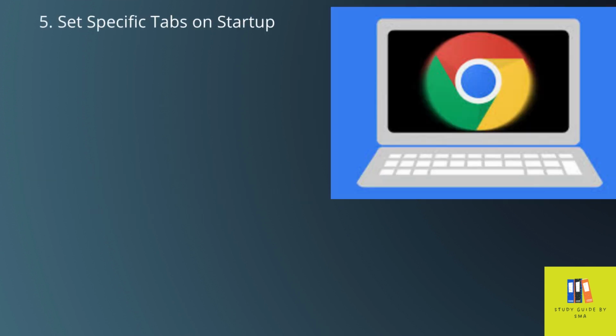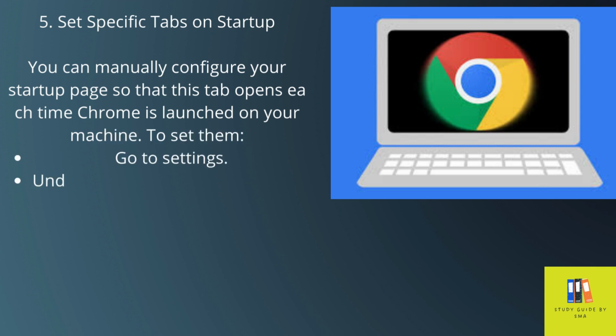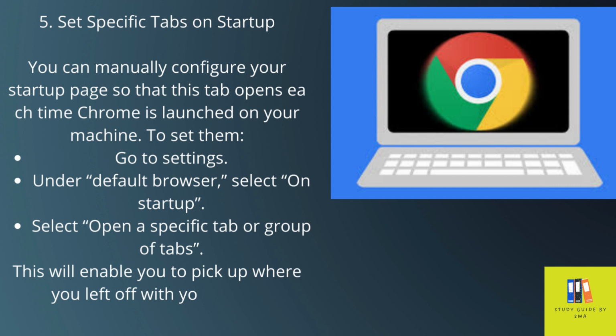5. Set specific tabs on startup. You can manually configure your startup page so that this tab opens each time Chrome is launched on your machine. To set them, go to Settings, under Default Browser, select On Startup, select Open a specific tab or group of tabs. This will enable you to pick up where you left off with your work.